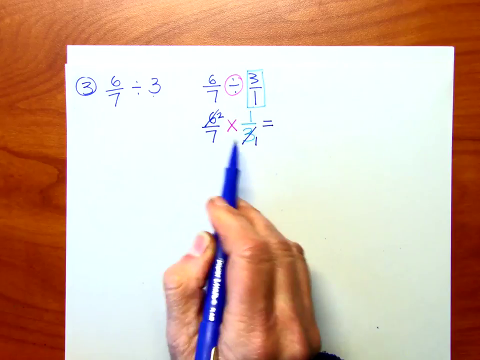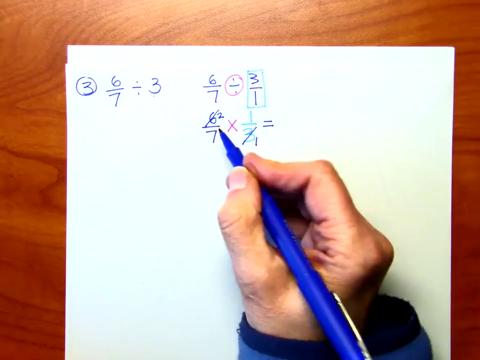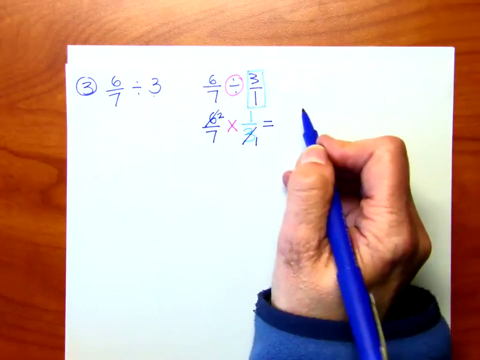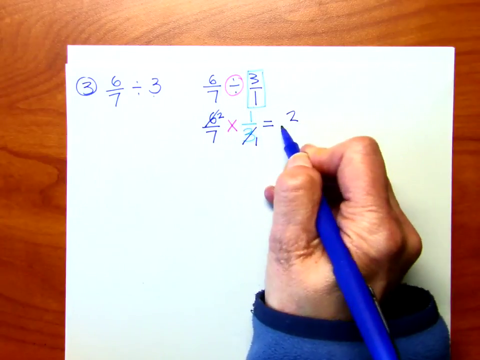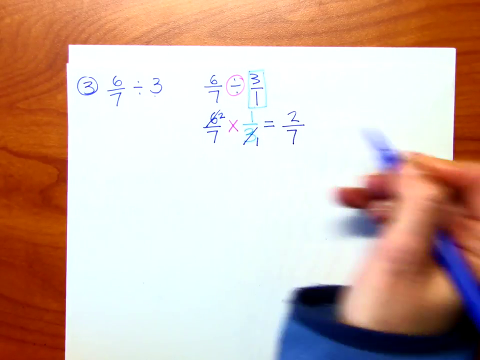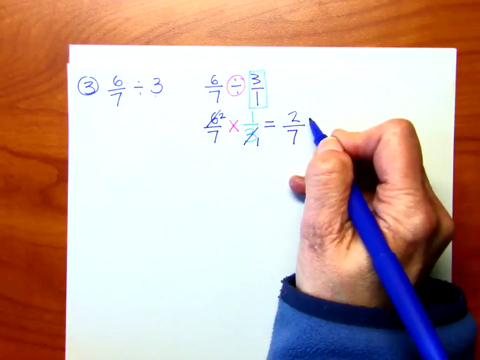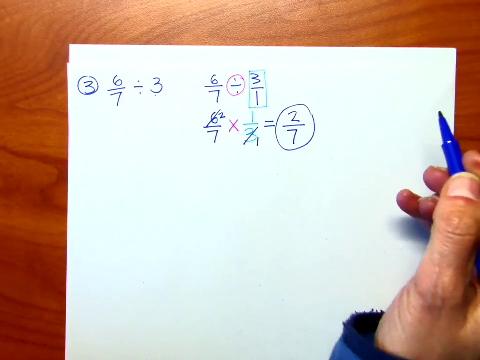Well, we didn't cancel this one. We reduced. So now we're going to go ahead and multiply straight across. So 2 times 1 is 2. 7 times 1 is 7. This is a proper fraction, so we're going to leave that there.